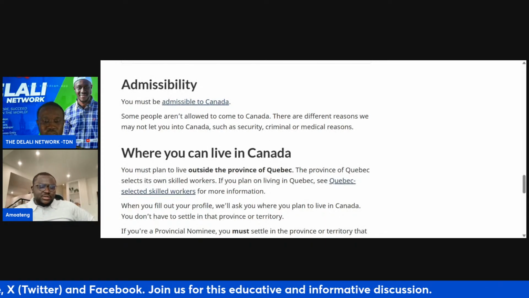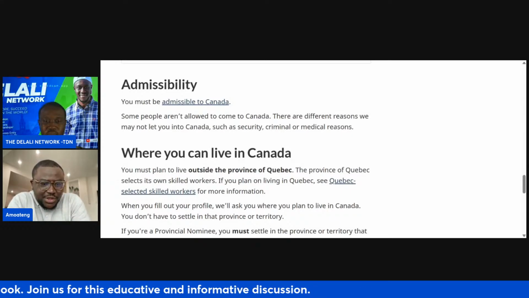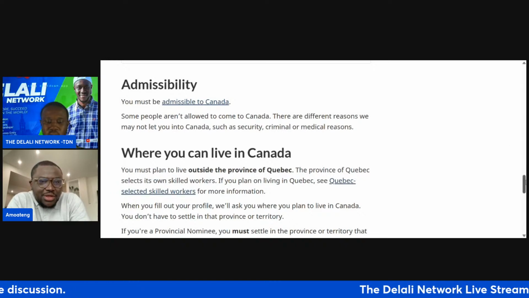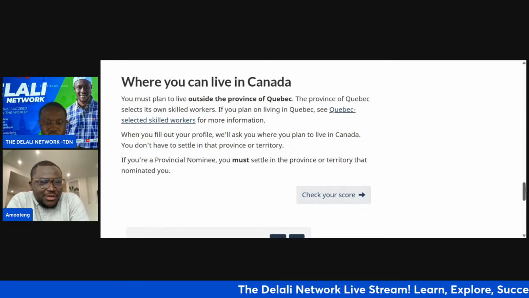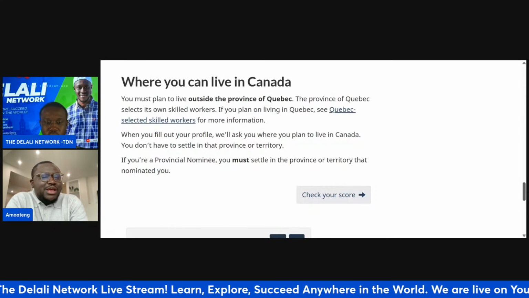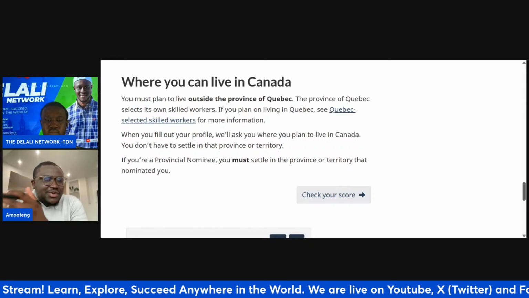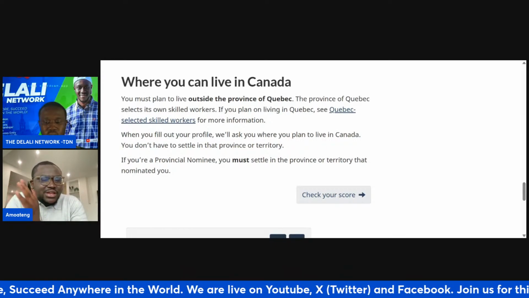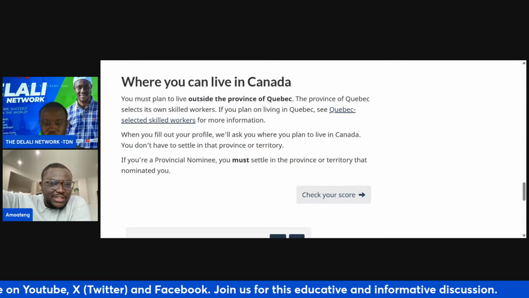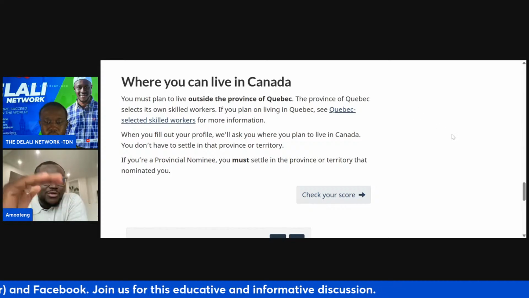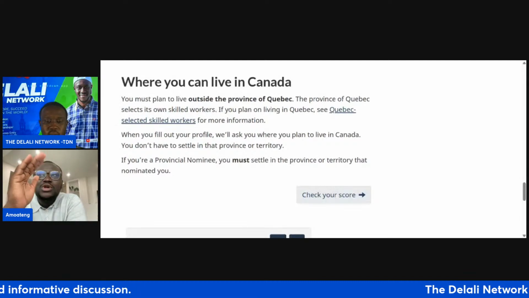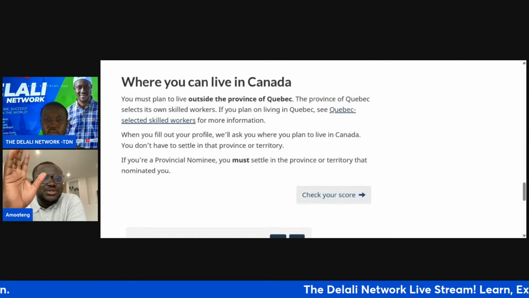Okay, so when you are submitting your profile for the PR, they will ask you the province where you would like to stay when you get a PR. Apart from the province of Quebec, you can select everywhere. Quebec doesn't use Express Entry, like the Canadian Experience Class, Federal Skilled Worker, and Federal Skilled Trades. Quebec is an exception. So if you want to reside in Quebec, you need to go through their own immigration program. That's a different thing. But if you are living anywhere apart from Quebec, then you are good to go. So you can select Ontario, Alberta, British Columbia, those kinds of places.